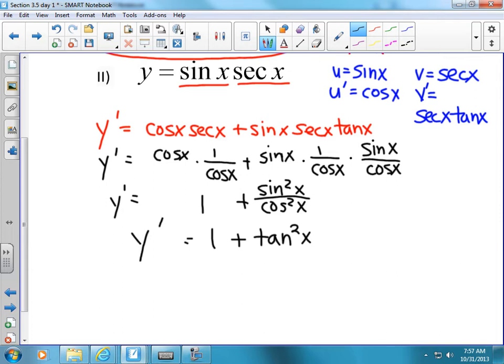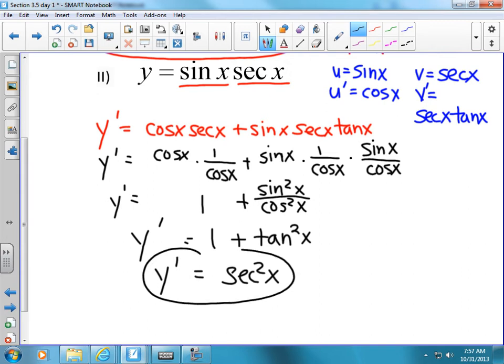Now, if you look on your trusty purple formula sheets, which you may or might not have right at your fingertips, you're going to see that 1 plus tangent squared of x isn't on there anymore. I thought I used to have it on there. I'm looking at it. Oh, there it is. It's equal to secant squared. And that is the derivative of example number 2.